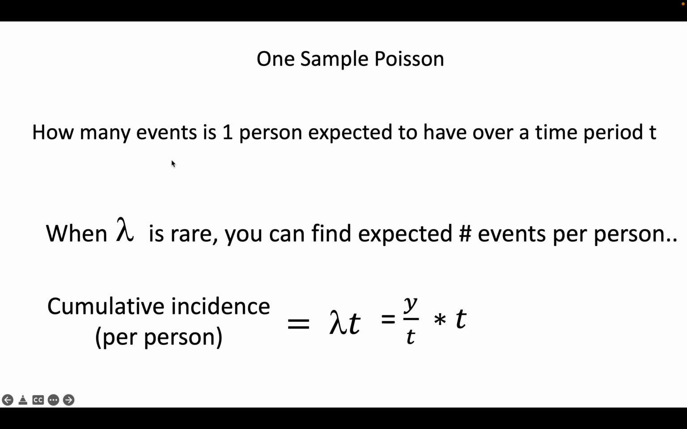And the last thing, cumulative incidence, is a concept I just wanted to cover quickly. If we're asked how many events one person is expected to experience over some time period t, if we have a really rare rate, so it's an uncommon event, you can figure out the expected number of events per person by multiplying this rate by the time followed, and you'd end up with just y.